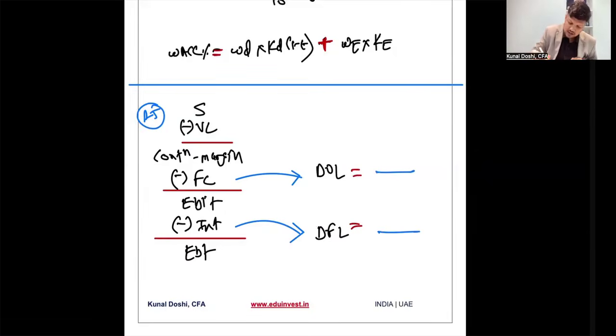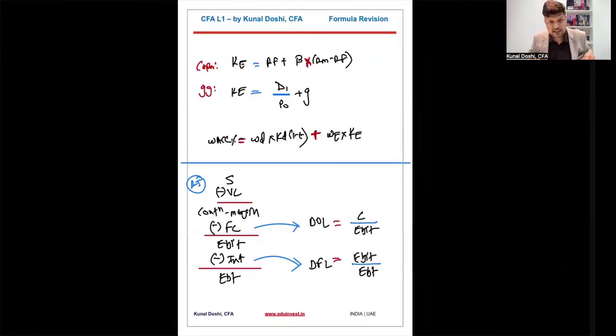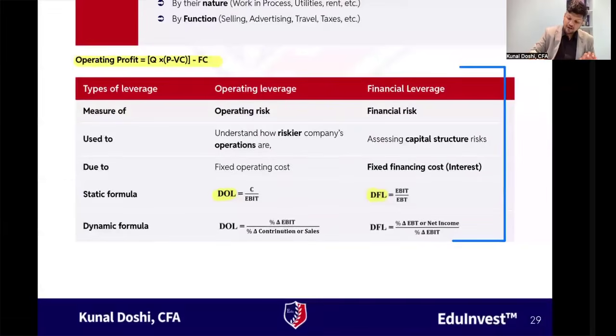Before fixed cost, contribution; after fixed cost, EBIT. Before interest cost is EBIT; after interest is EBT. Is this clear to the class? Everyone understood this? Check and confirm. This is your degree of operating leverage, degree of financial leverage. You are required to know the static formula only.